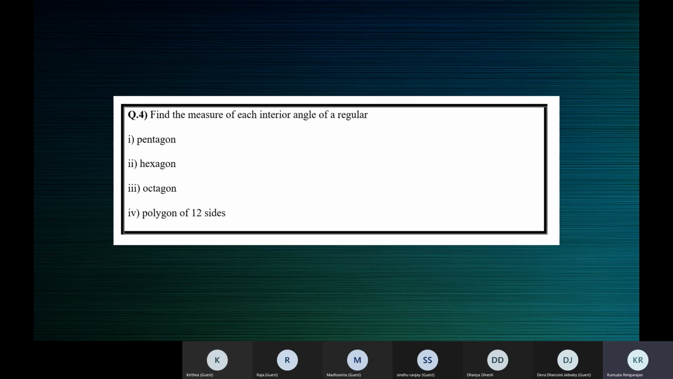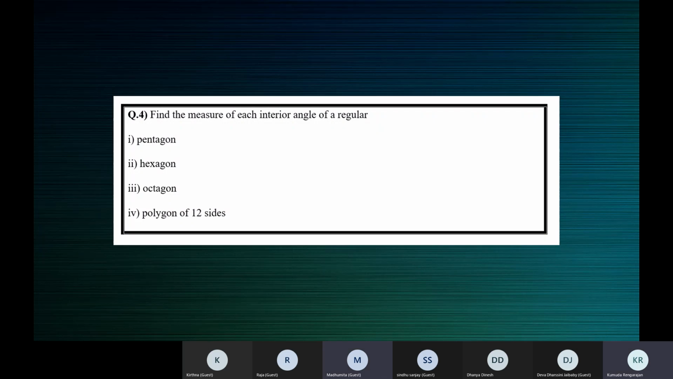Find the measure of each interior angle of a regular pentagon. What is the first step, children? What will you first find? Miss, we must check the pentagon sides. Okay, how many sides? 5. Okay. Next, what? How will you find the measure of each interior angle?